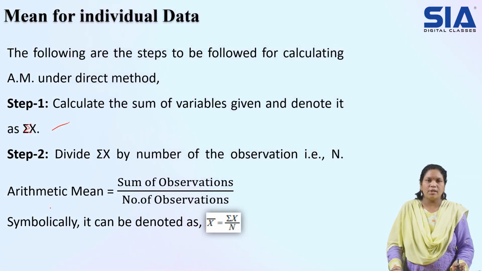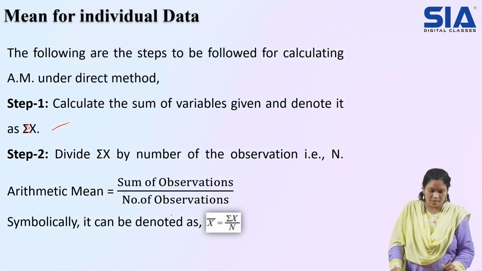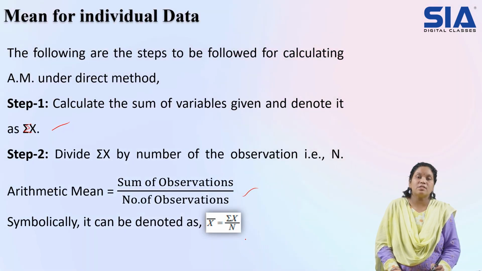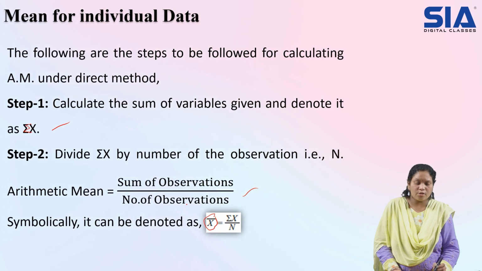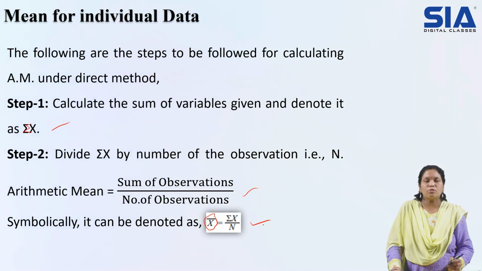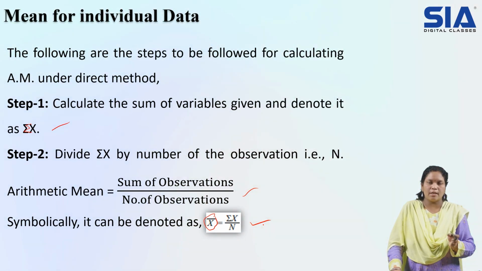So generally what we take for mean, what you take for average, is the same thing: sum of observations divided by number of observations. Symbolically, in statistics notation, mean is denoted as x bar. X bar is a notation for mean, and its formula is summation x by n. So summation x, the total of the observations, divided by how many there are. Count it and divide it. That is your capital N.